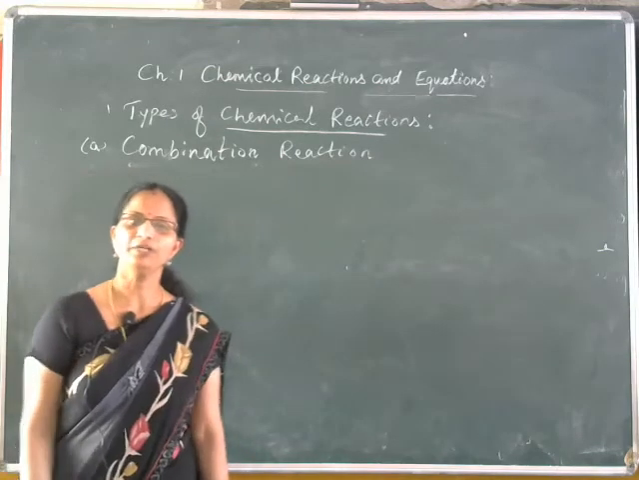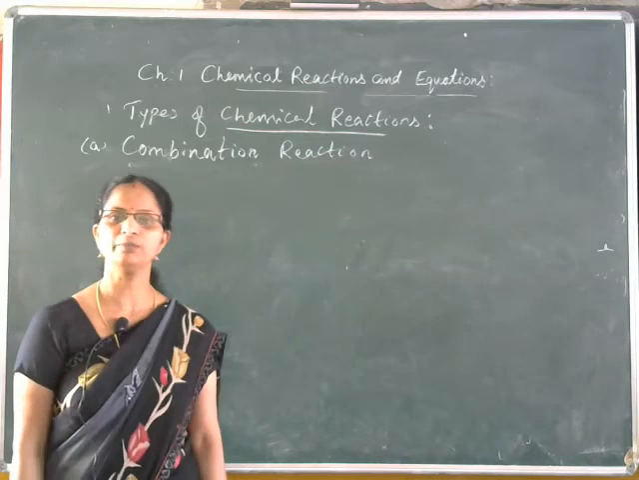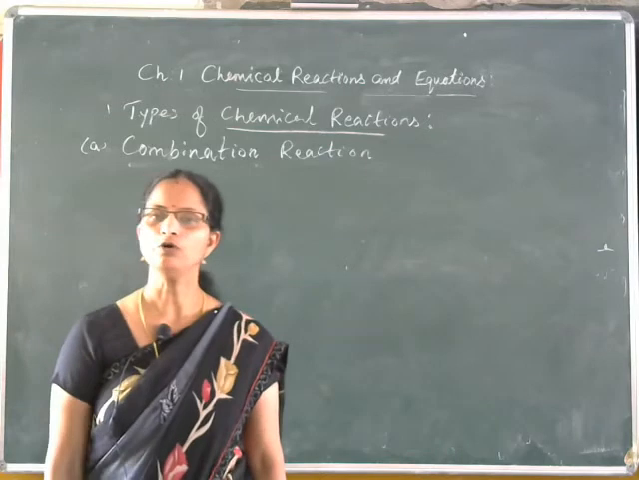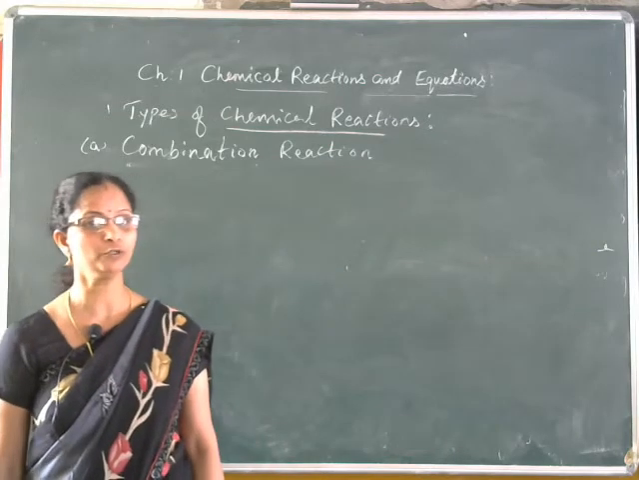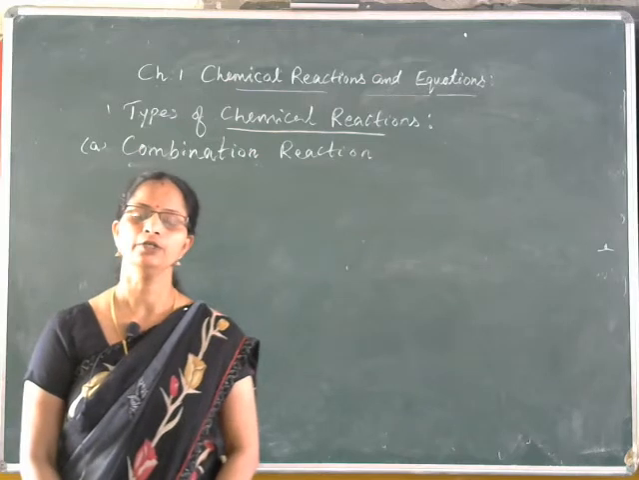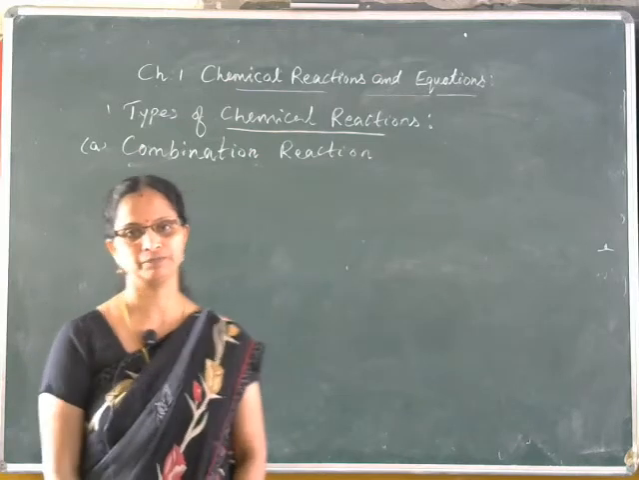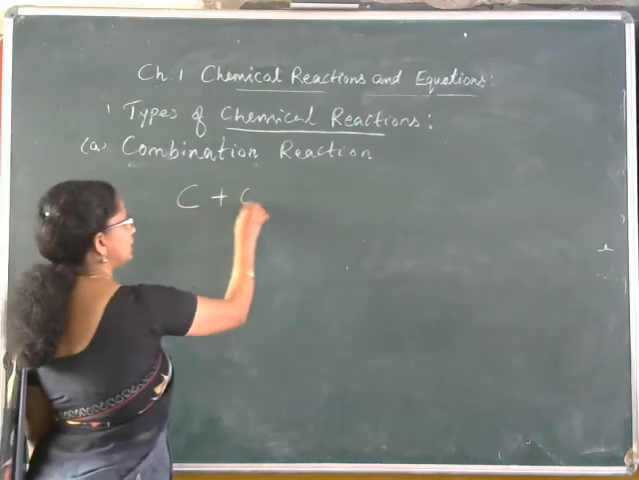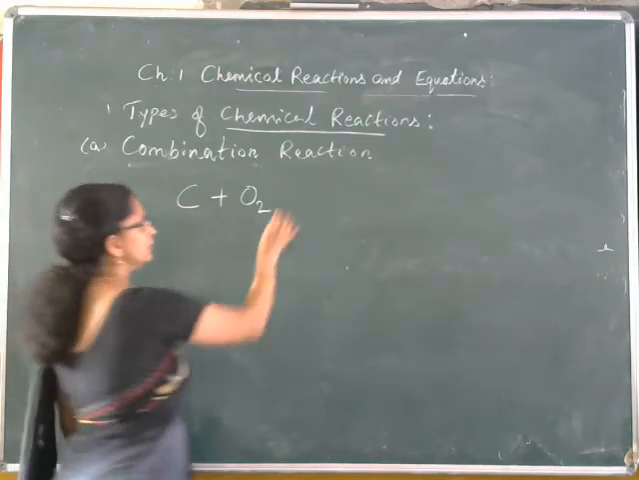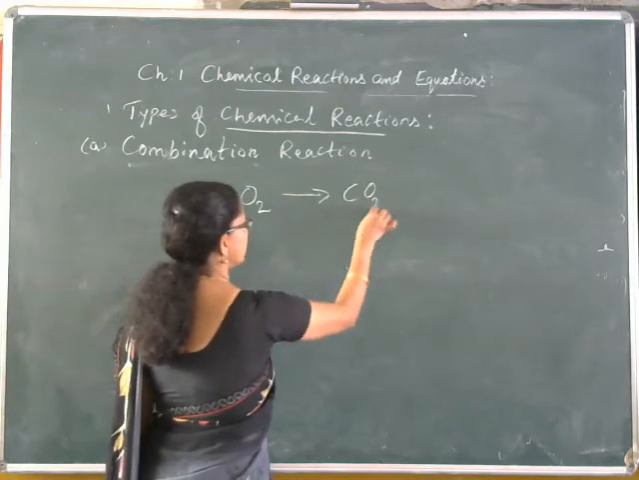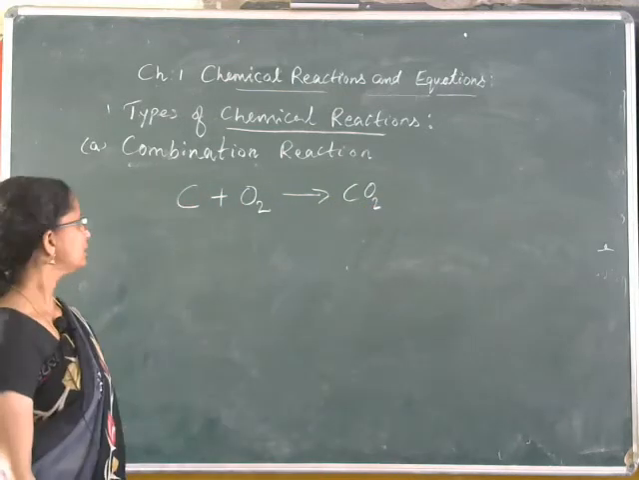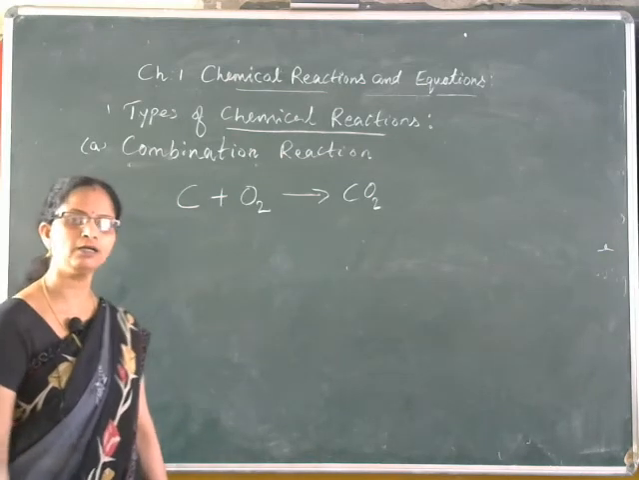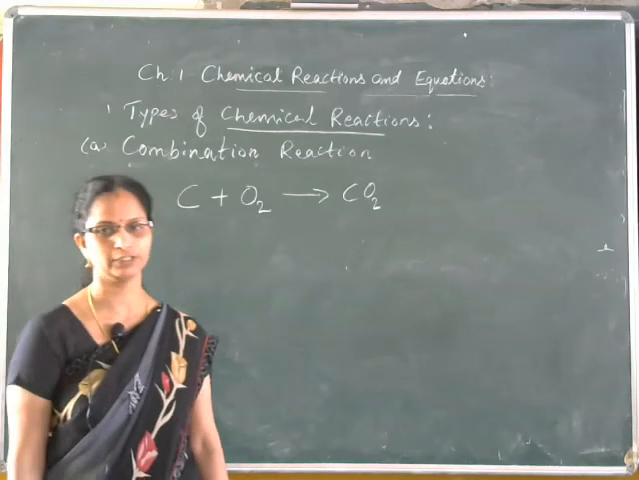As the word says, combination means combine. So in combination reactions, two or more substances, or reactants, combine together to form a single product. For example, when carbon burns in air, that is oxygen, it forms carbon dioxide. We see carbon and oxygen, two different elements, combined together to form a single compound, that is carbon dioxide.